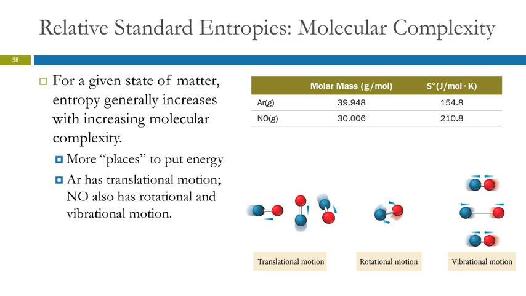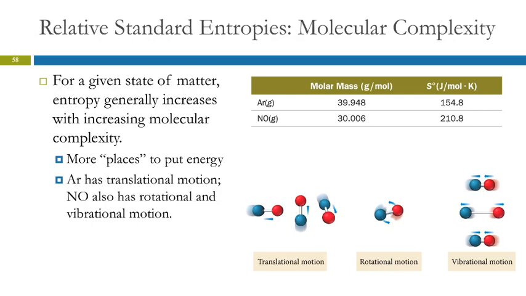Molecular complexity. So here we have argon and nitrogen monoxide. It's one of my favorite. I had to use that on my kids this morning. Gassed them with argon and nitrogen monoxide. Their molar masses are almost the same. And we want to keep that the same because we don't want molar mass differences to be an effect on the differences in the entropy. But if we look at the standard molar entropy, we see that nitrogen monoxide has a higher entropy than argon.